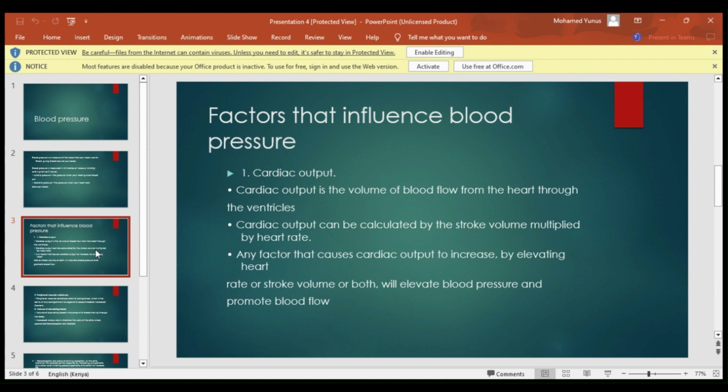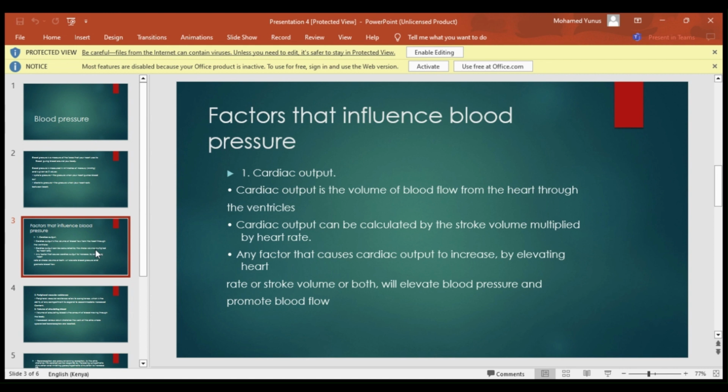We are going to look at the factors that influence blood pressure, and the number one factor we find here is the cardiac output. Cardiac output is the volume of blood flow from the heart through the ventricles, and it can be calculated from stroke volume. Stroke volume is the volume of blood that your heart is able to pump out in one beat. Then we multiply it by the heart rate, how many times the heart manages to beat within 1 minute. That gives us the cardiac output.